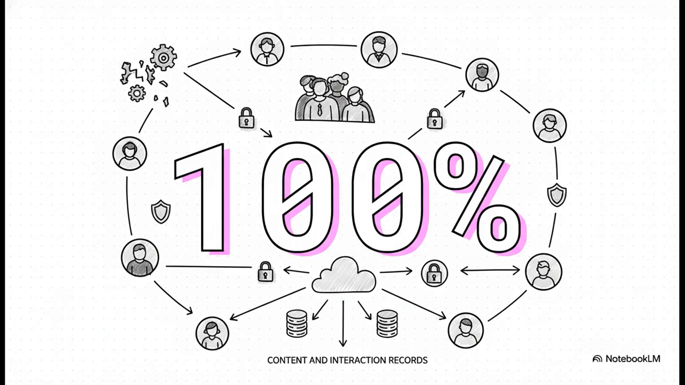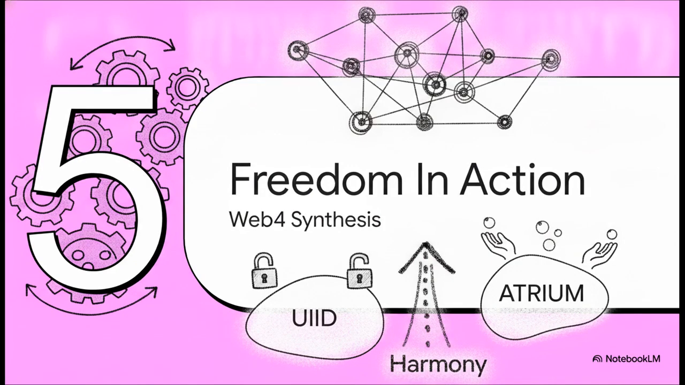And that 0% take rate is paired perfectly with this number, 100%. Communities maintain 100% data ownership. They own their user graphs, their content databases, and all their interaction records. The extractive economics of legacy platforms are completely structurally dismantled because the platform no longer owns the audience. The community does. Bringing it all together now, Section 5, Freedom in Action.